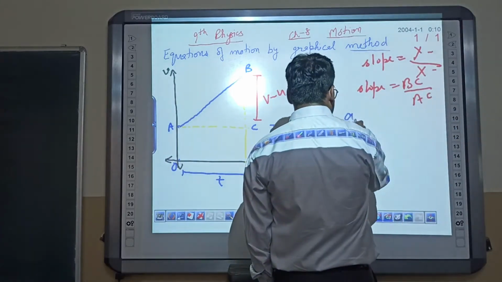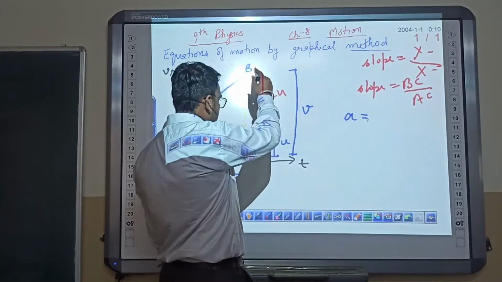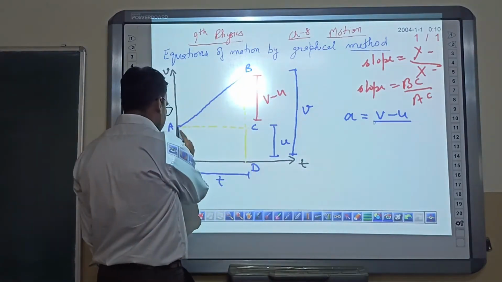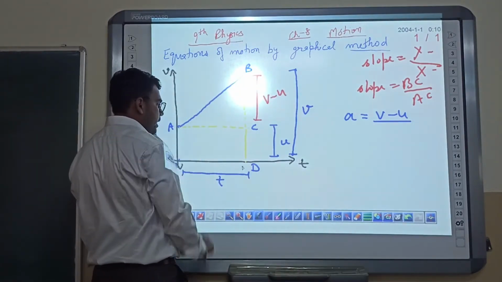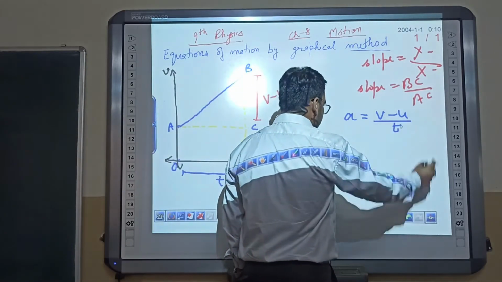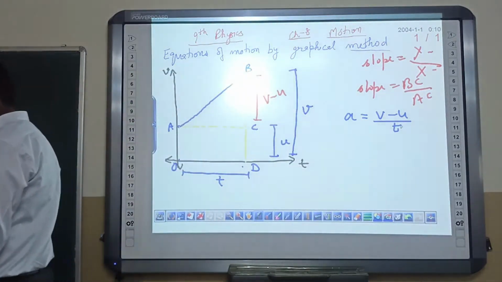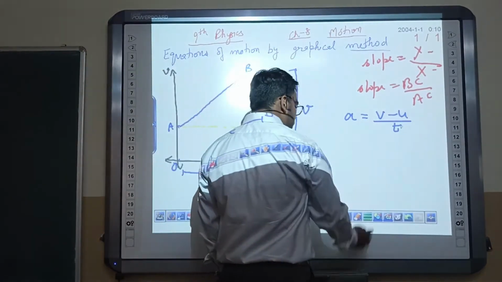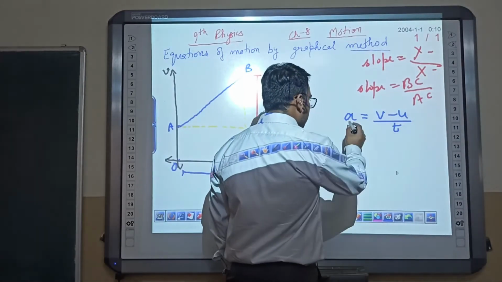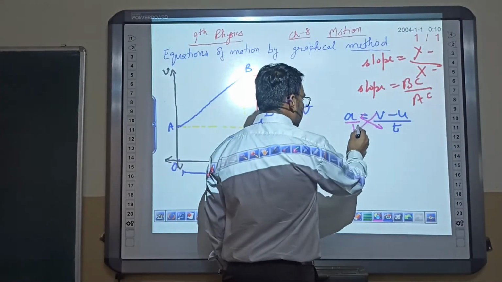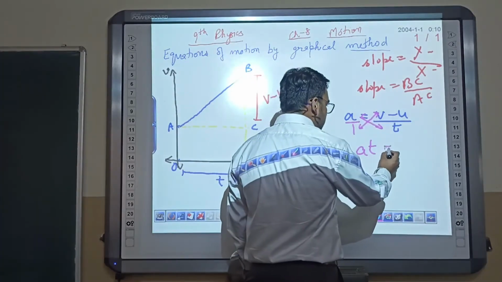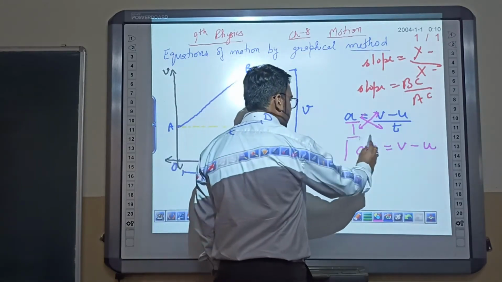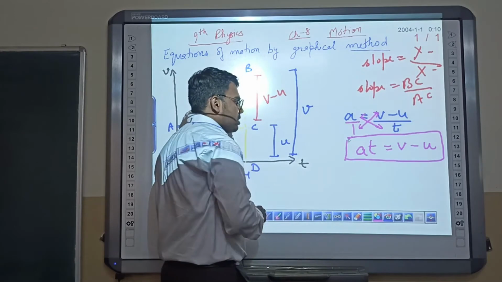So what we get here? We get acceleration is equal to BC upon AC. What is the value of BC? The answer is v minus u. What is the value of AC? AC is equal to OD, since it is a rectangle. So it is t. And this is also the formula of acceleration: a is equal to (v minus u) by t. If we do cross multiplication here, then we will get at is equal to v minus u. Is this okay? Make it in a box, because we will use it later also.